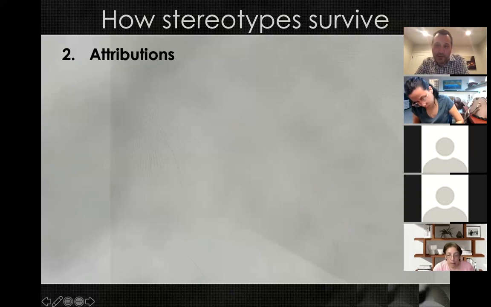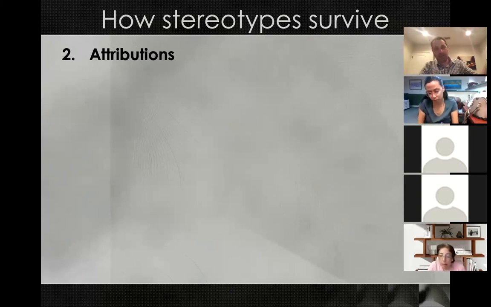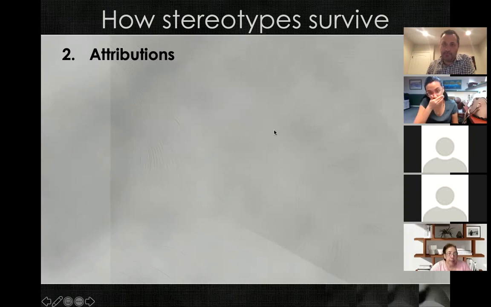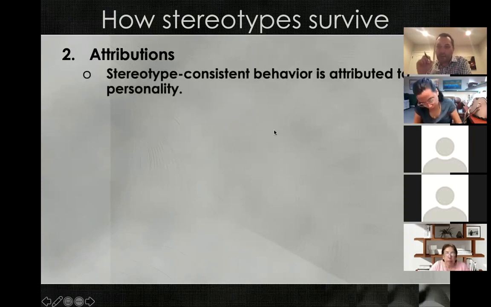A second way that stereotypes can survive is through an attributional process. So when we looked at attributions, we saw that we have a tendency to attribute other people's behavior either to their personality or the situation, usually to their personality, right? We usually make internal dispositional attributions about other people's behavior. I'm going to give you one exception to that, though, because it is certainly true that when we see someone engaged in a behavior that's consistent with their stereotypes about that person, we tend to attribute it to their personality.